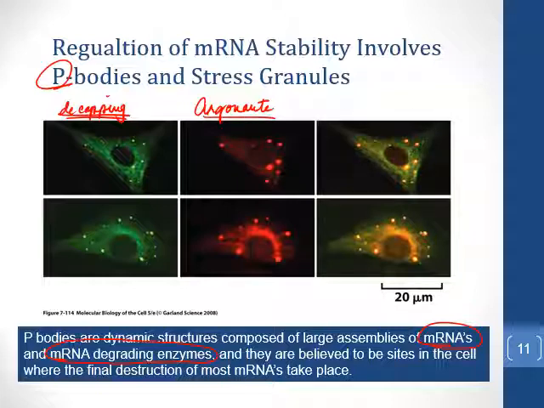Wherever you see the green, like these three, they show up as yellow here if you superimpose these images. That shows that these decapping enzymes and argonaute are in the same location in the cell, in these structures called P bodies. So the point is simply this: just like we saw with nuclear neighborhoods, P bodies are present in the cytosol and are sites where mRNA is degraded.